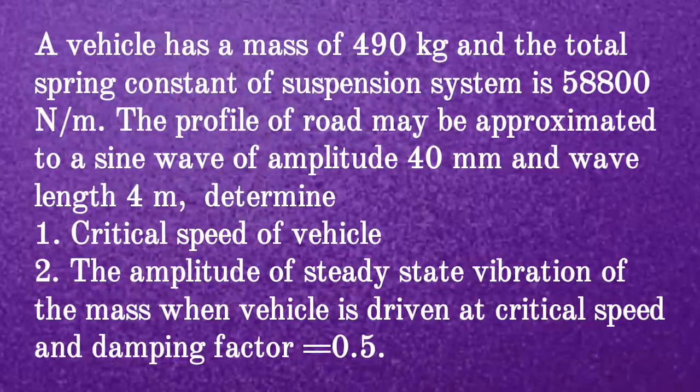Given question: a vehicle has a mass of 490 kg and the total spring constant of the suspension system is 58,800 Newton per meter. The profile of the road may be approximated to a sine wave of amplitude 40 mm and wavelength 4 meter. Determine first, the critical speed of the vehicle. Second, the amplitude of steady-state vibration of the mass when the vehicle is driven at critical speed and the damping factor is equal to 0.5.